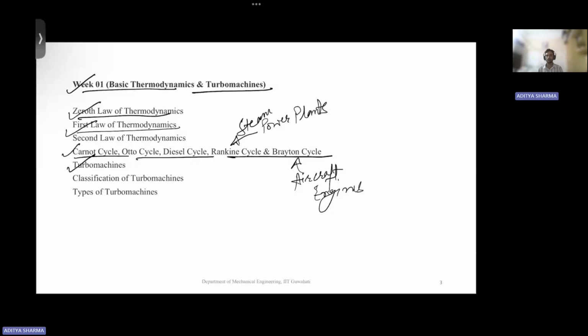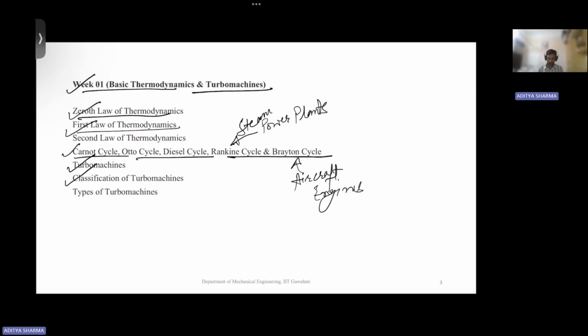Then turbo machines have been introduced to us. So what is a turbo machine? It is a machine which works on rotation. The word turbo is from rotation, from rotor.